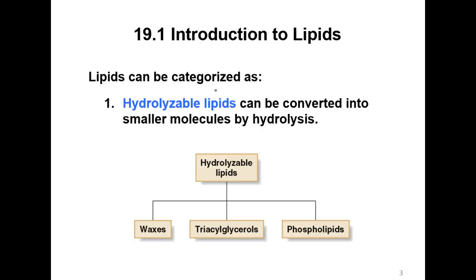All right, there are three types that we're going to talk about. One are waxes. Another is what's called triacylglycerols, also known as triglycerides. We talk about them as triglycerides, but they call them triacylglycerols. And then finally, the last one is phospholipids, which are ones that we see in our cell membranes.